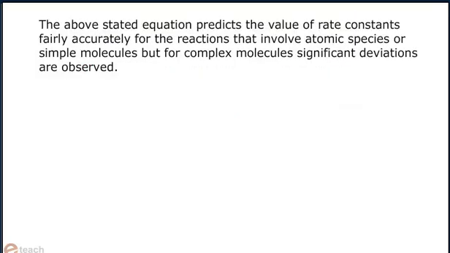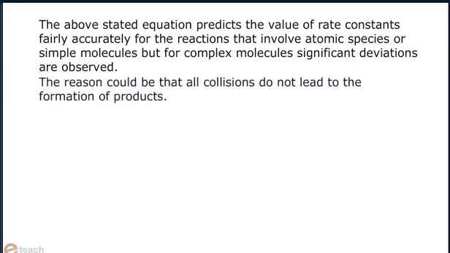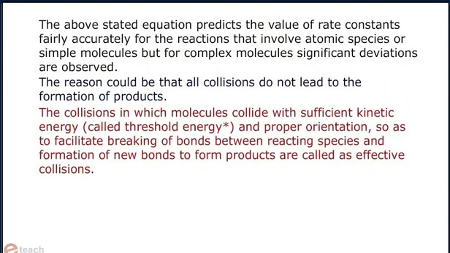The above stated equation predicts the value of rate constant fairly accurately for the reactions that involve atomic species or simple molecules, but for complex molecules, significant deviations are observed. The reason could be that all collisions do not lead to the formation of products. The collisions in which molecules collide with sufficient kinetic energy, that is, threshold energy and proper orientation, so as to facilitate breaking of bonds between reacting species and formation of new bonds to form product, are called effective collisions.